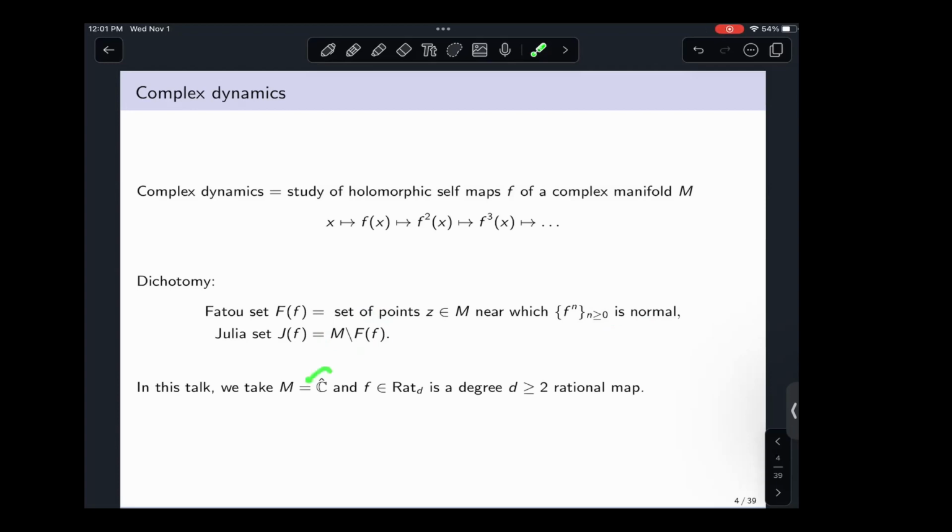So M, we're going to take this to be the Riemann sphere, and automatically the space of holomorphic maps on M would be the space of rational maps. And for non-triviality reasons, we've got to take the degree to be at least 2.